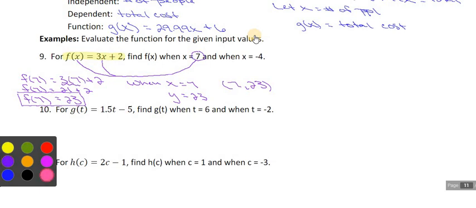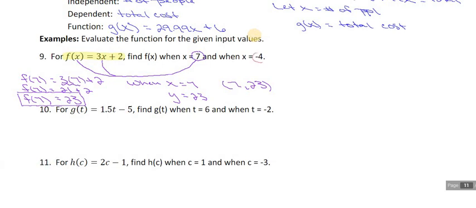For the second part, we're plugging in -4 for x. So we're going to redo the problem, this time plugging in -4. So f of -4, showing we're plugging -4 in wherever we see an x, is equal to 3 times -4 plus 2. So f of -4 equals, following PEMDAS, 3 times -4 is -12, plus 2, and -12 plus 2 is -10. So f of -4 equals -10.